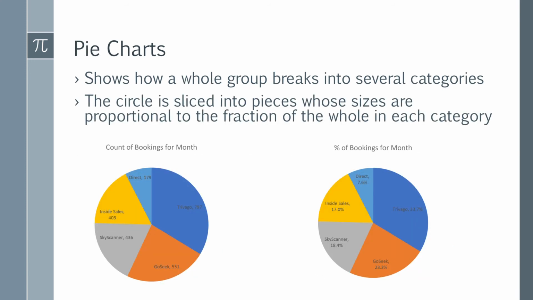So another way of displaying categorical data is by using a pie chart. A pie chart shows how a whole group breaks into several categories.